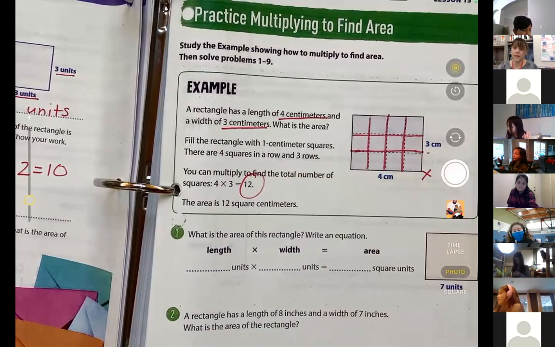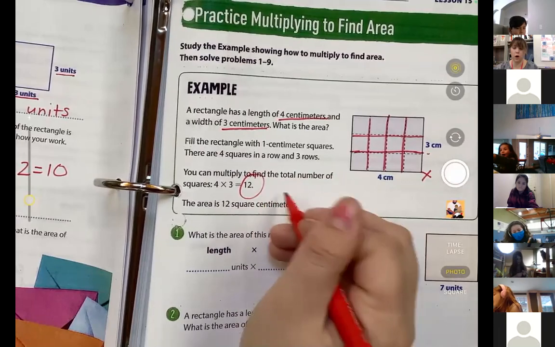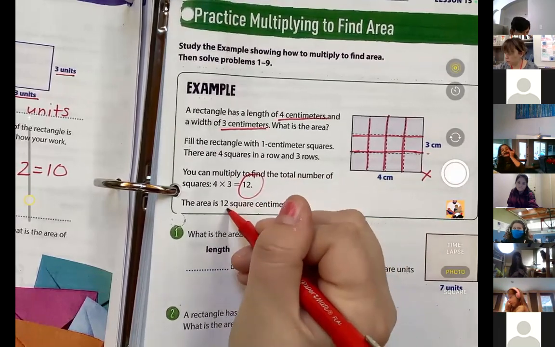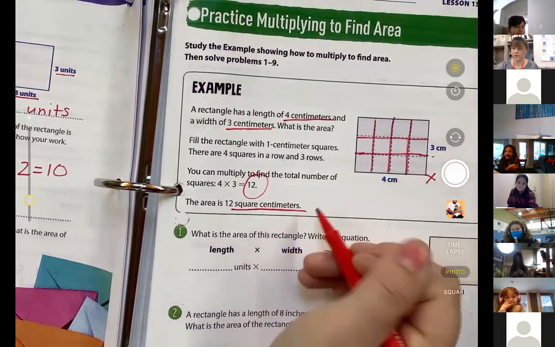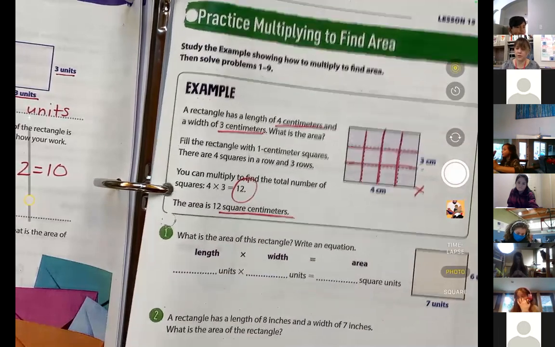And then that really important thing, it's not just 12. You can't just write 12, that's wrong. 12 square centimeters. Okay? Really important that you do that.